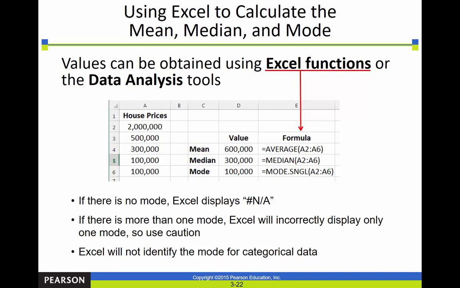All right. The cool thing is you don't have to do all this by hand. Excel has functions to do this. For the mean, you use the function equals AVERAGE, and then you highlight the data set and it'll calculate it for you. The median is equals MEDIAN, and mode is equals MODE.SNGL. The problem with using Excel for mode is if there's more than one mode, Excel will incorrectly display only one of them. So you have to kind of keep an eye on it. It doesn't work well for that.